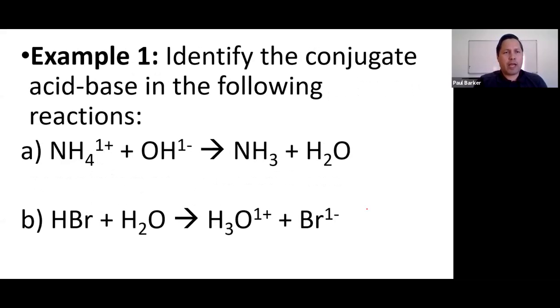So let's go ahead and take a look at example 1. It says identify the conjugate acid-base pairs in the following reactions. Let's just focus on reaction A. You have NH4+ plus OH- giving you NH3 plus H2O. So ammonium ion plus hydroxide ion yields ammonia plus water. Who's the acid, who's the base? First of all, let's find the pairs. Let's look at the first one, NH4. You see this nitrogen, and on the other side, you see nitrogen as well. There's our pair. I'm going to draw a line stating that these are the pairs.